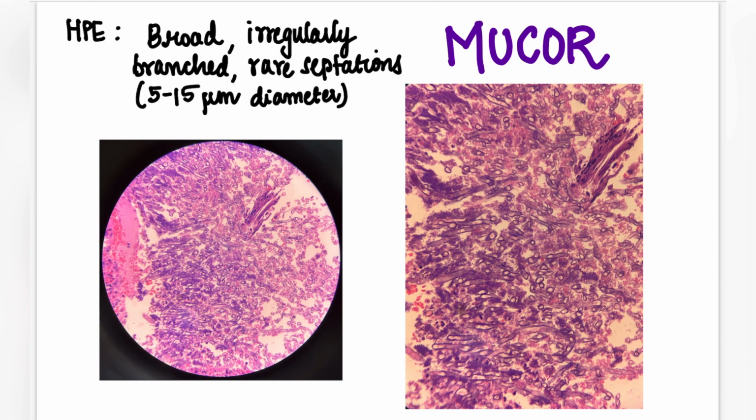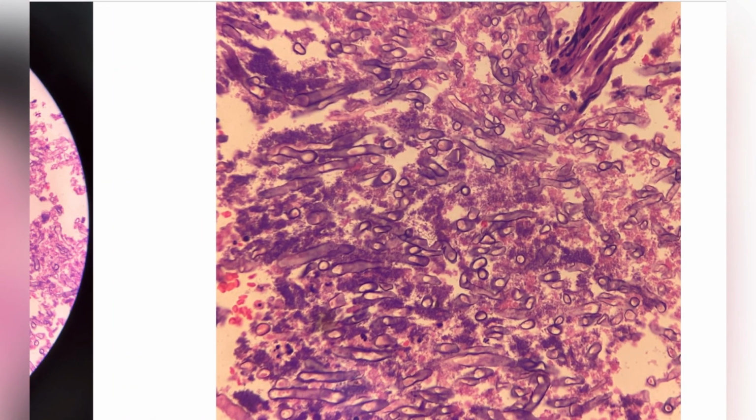This is mucor. What we saw here is a broad, irregularly branched, rarely septated fungus. So I will enlarge this image. If you can see, I will draw. These are broad based fungi. Their base is broad. Even here, if you can see, it's broad based. Here it's broad. Everything that you see in this frame are mucor. So all of these are broad based.